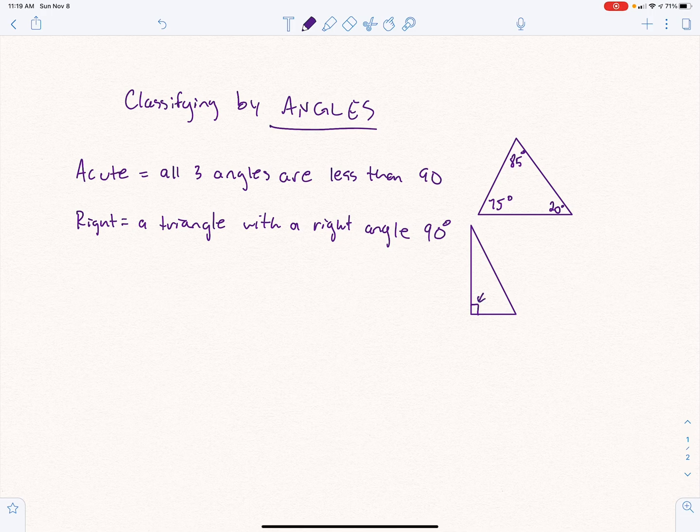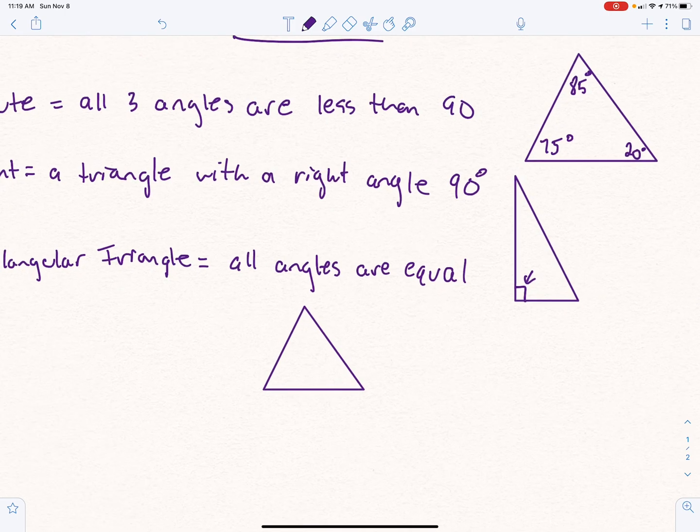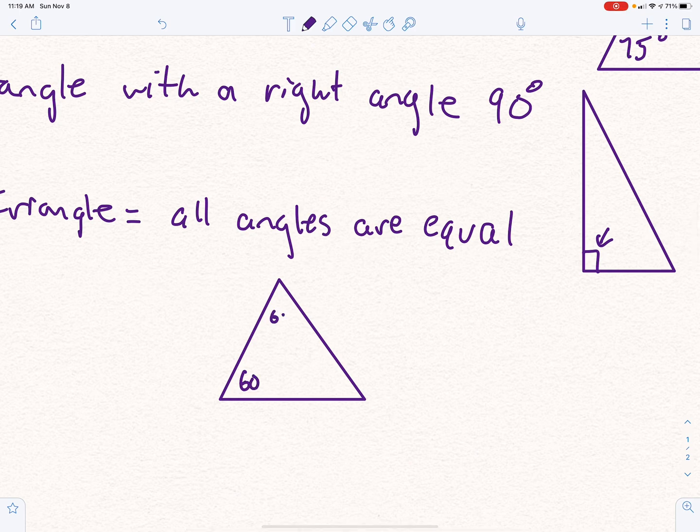And lastly, we've got an equiangular triangle. An equiangular triangle is where all angles are equal. So, for example, there's only one equilateral triangle, and it looks like this. 60, 60, and 60.